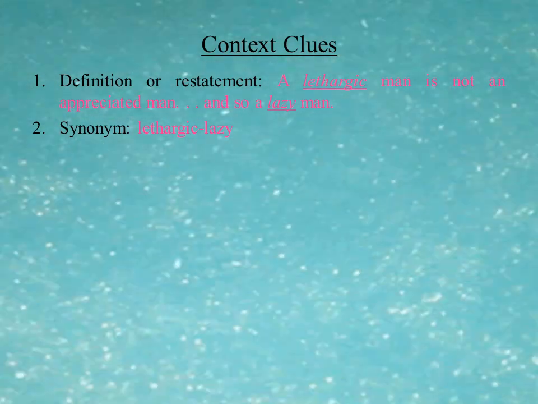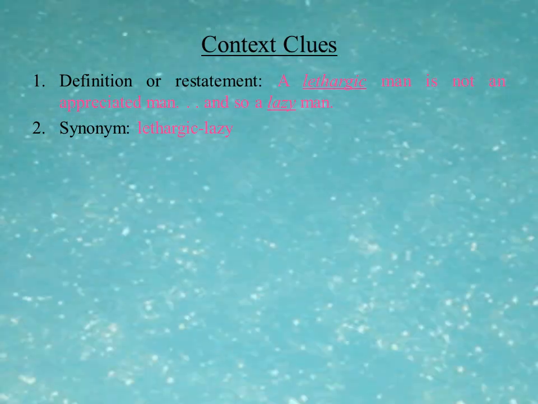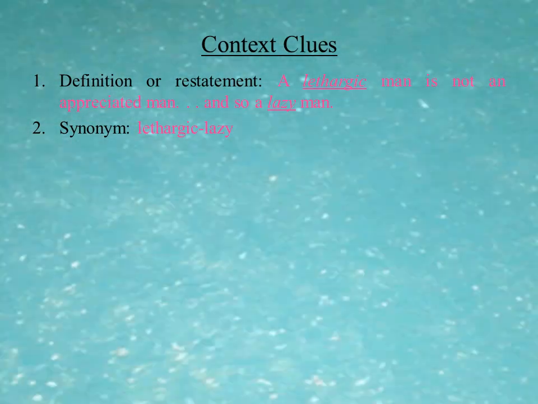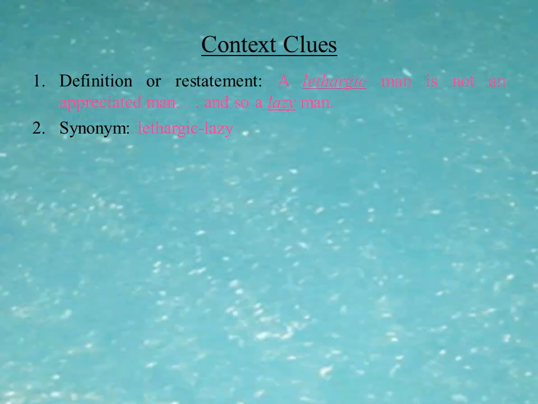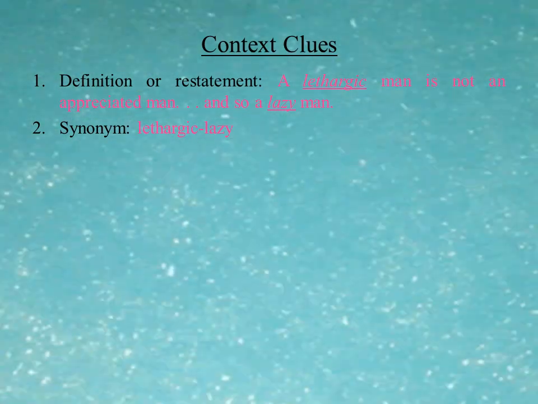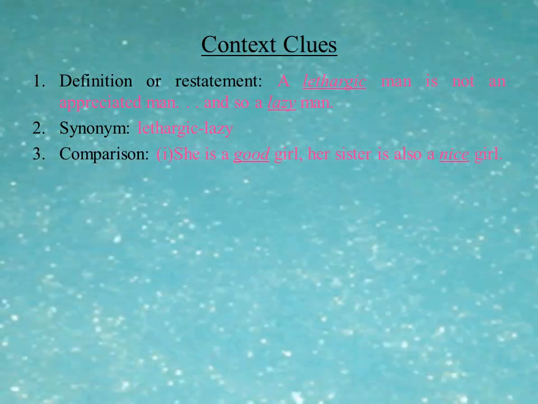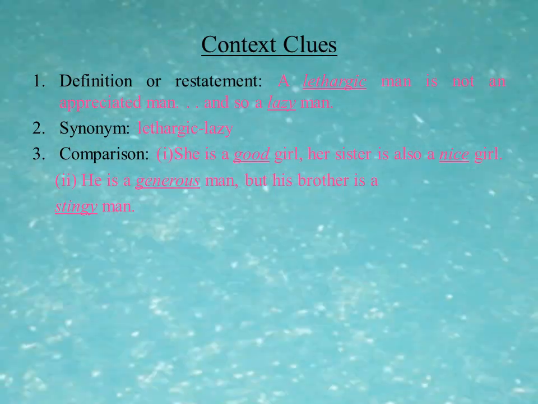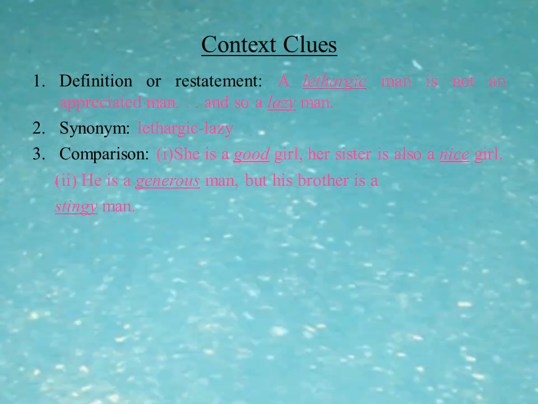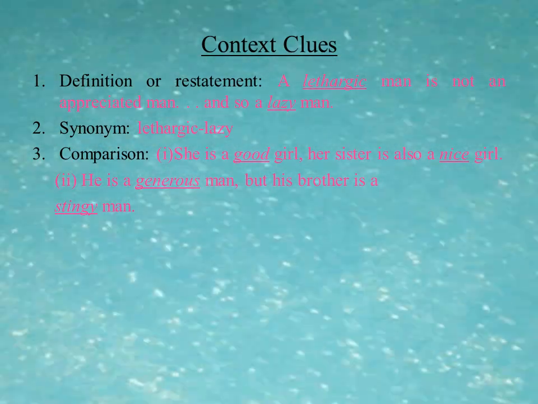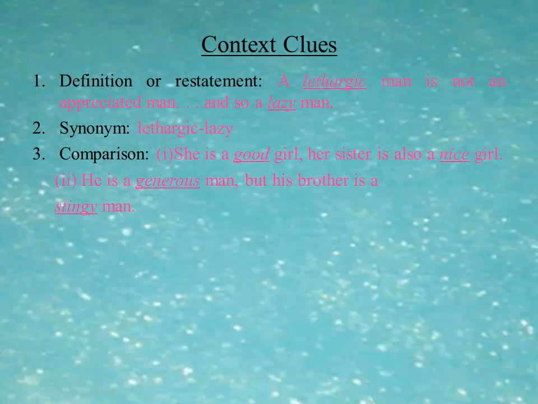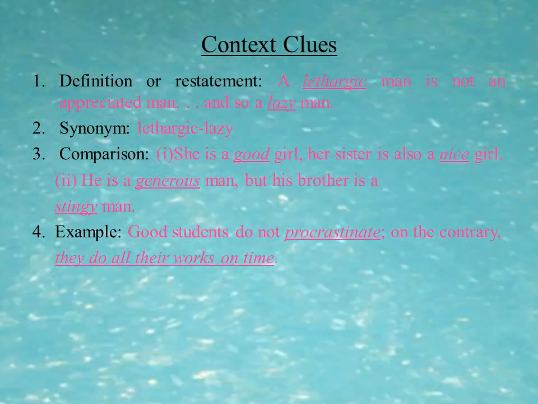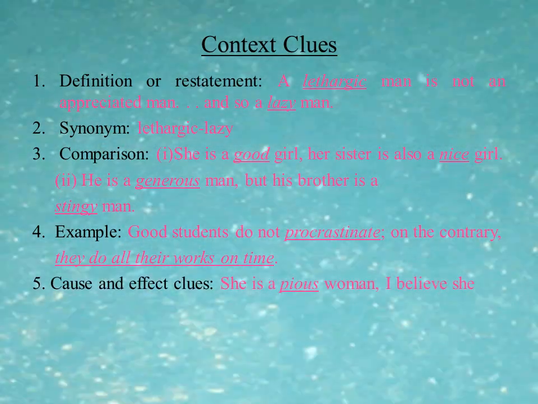In the same way, synonyms are used as context clues. As I have explained, the word lazy, used as the synonym of lethargic, helps the reader to understand its meaning. The next one is comparison. Here, an unknown word is compared to a more familiar word so that the reader can guess the meaning of the unknown word. Then, the meaning of an unfamiliar word is highlighted through examples.